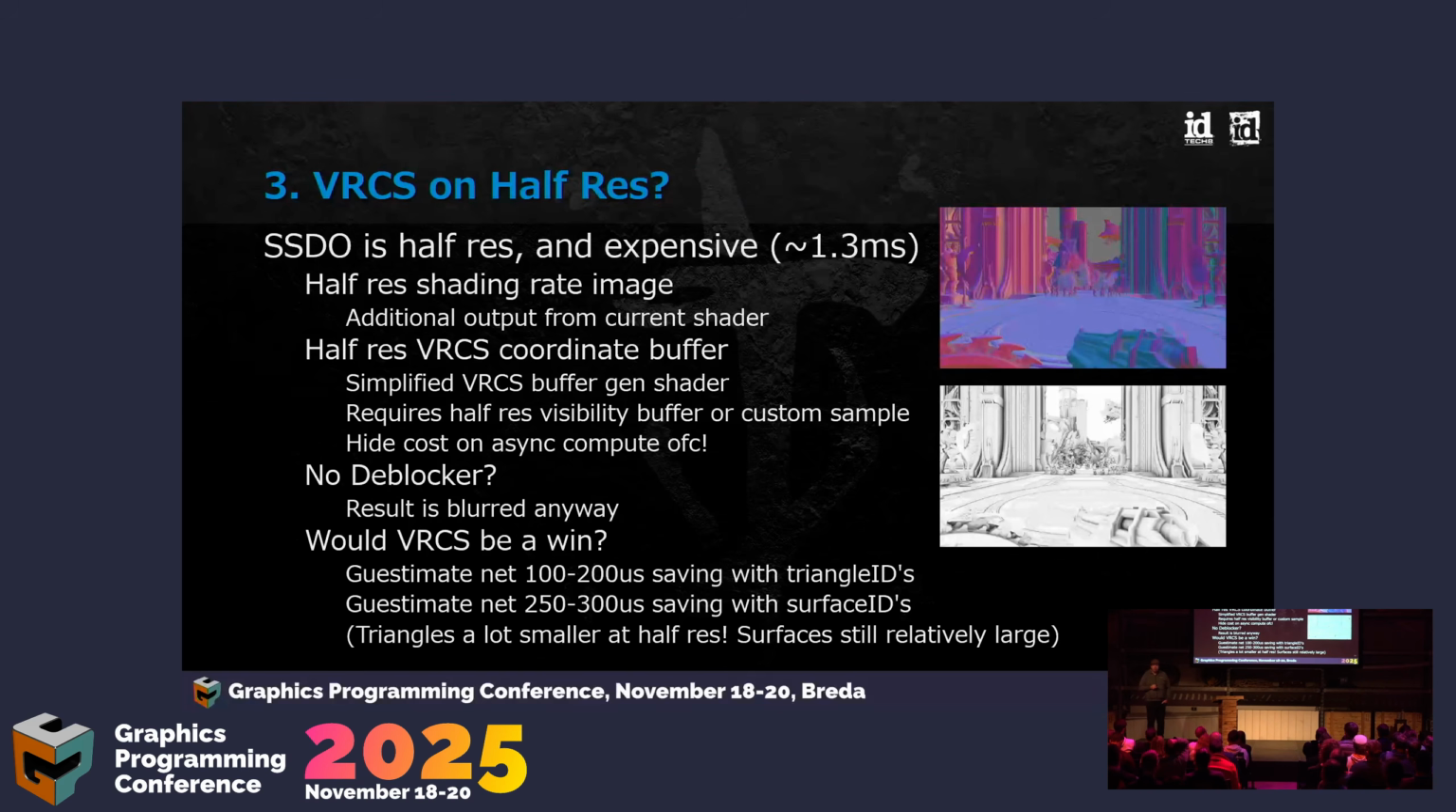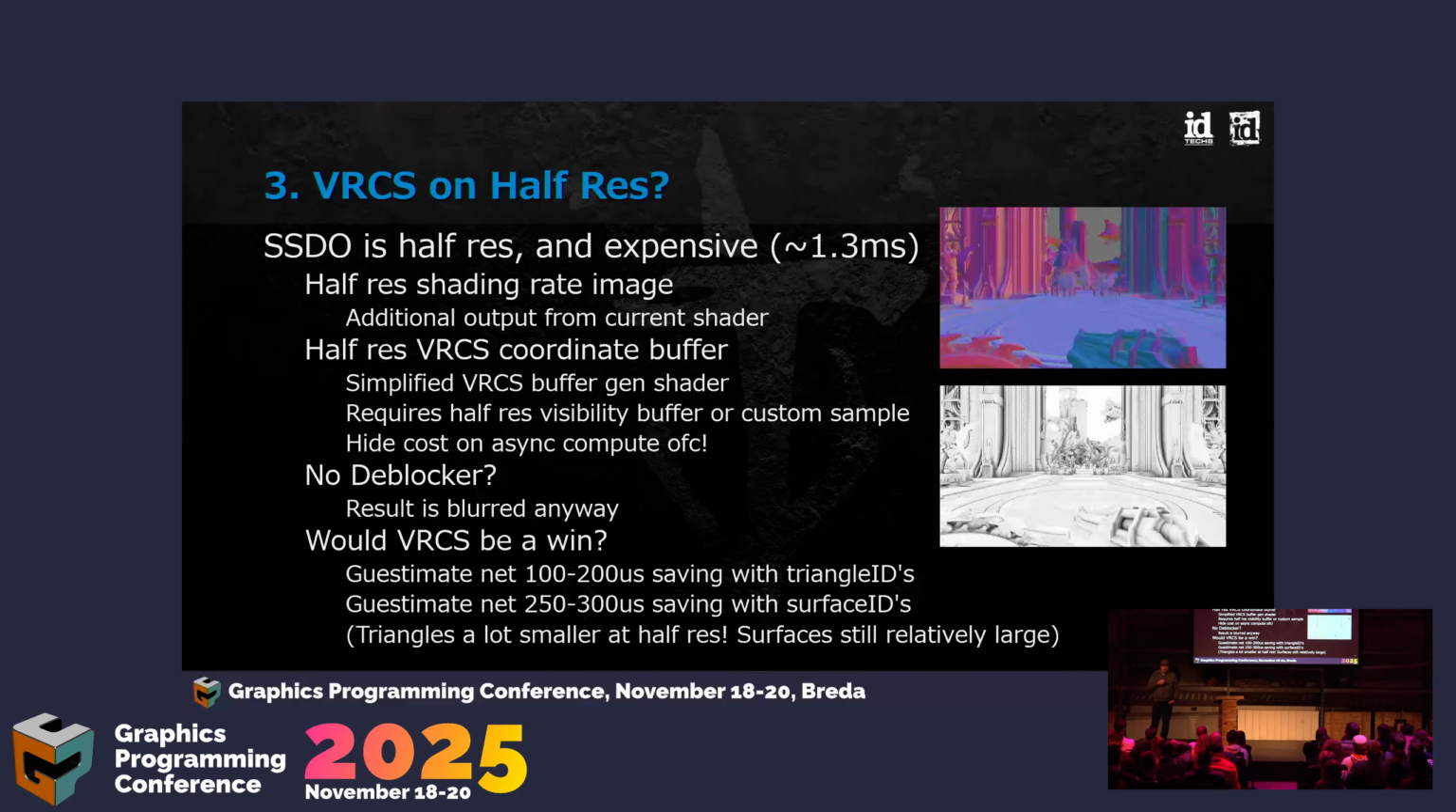Something else we could have done with a bit more time: about 10% of the frame time is given over to SSDO. You saw the visual benefits in the earlier talk. This is computed at half res, about 1.3 milliseconds to compute it, about 300 microseconds to blur it.